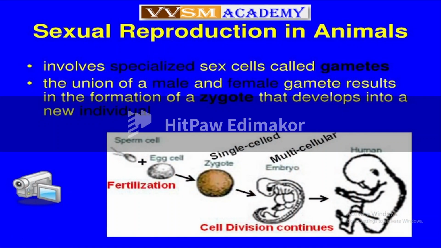Sexual reproduction in animals involves specialized sex cells called gametes. The union of male and female gametes results in the formation of a zygote that develops into a new individual. Cell division continues.